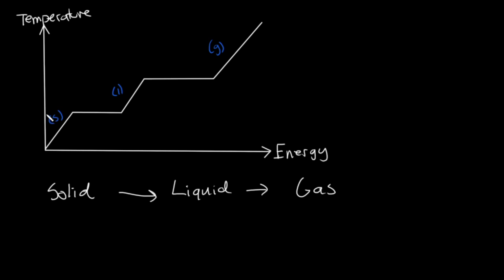So the reason for this is that initially, when we add energy, the energy goes to increasing the kinetic energy of the solid, and since kinetic energy is related to temperature, it will increase the temperature of the solid. But at some point, added energy will stop increasing kinetic energy and instead start breaking the intermolecular forces between the molecules. And when this happens, the state transitions from being a solid to a liquid. So this first plateau is called the melting point.